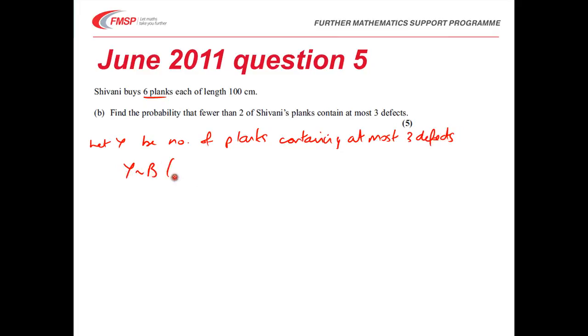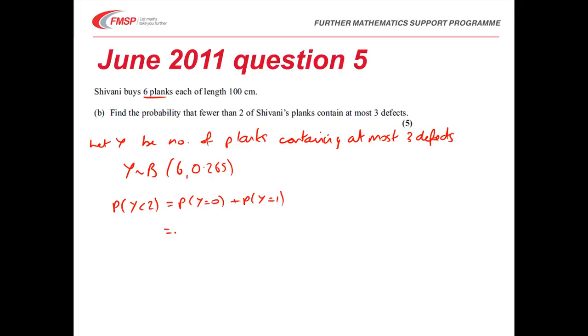So y is a binomial where we're doing something 6 times, 6 planks, and the probability of having at most 3 defects is what we just worked out in the first part, so 0.265. And we're asked to work out the probability that fewer than 2 have at most 3 defects. So this is the probability that y is equal to 0 plus the probability that y is equal to 1. So you can see why this is worth a lot of marks now.